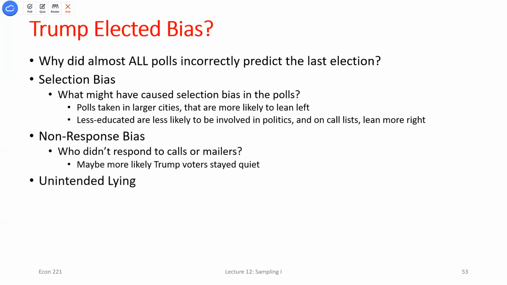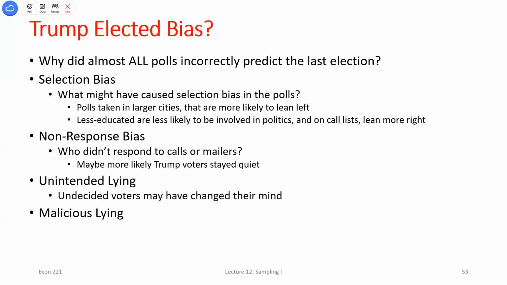Or they kind of had unintended lying, right? Where maybe they weren't sure who they were going to vote for. And so maybe at the time they said, I'm going to vote for Clinton, right? Because there was a little bit of a social stigma, even if they were undecided, right? So they might be more likely to kind of respond with a Democratic candidate.